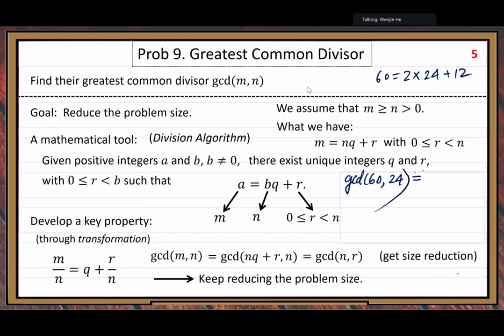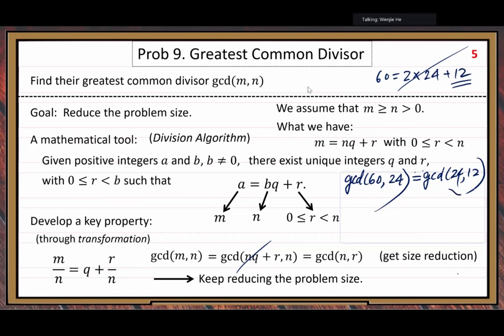The quotient part should be gone. So you only use the remainder 12. So it should be equal to GCD of 24 first, then 12.